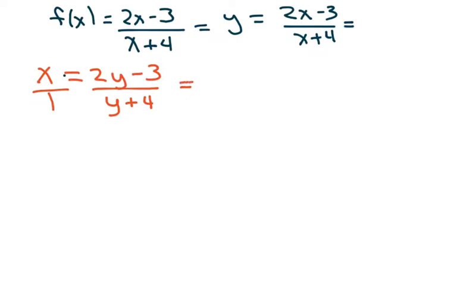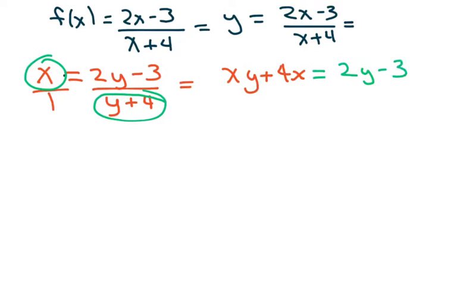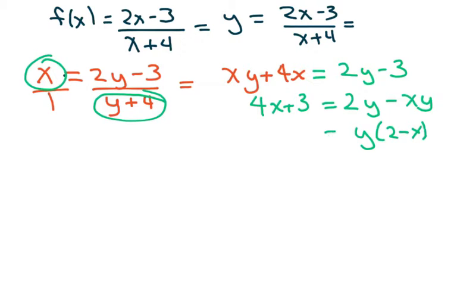You solve for y, so we're going to cross multiply, and you're going to get xy plus 4x. I just multiplied these two together. I distributed, equals 2y minus 3. I'm going to add 3 to both sides and subtract the xy from both sides. Factor out the y, and then divide by 2 minus x. So y equals 4x plus 3 over 2 minus x.